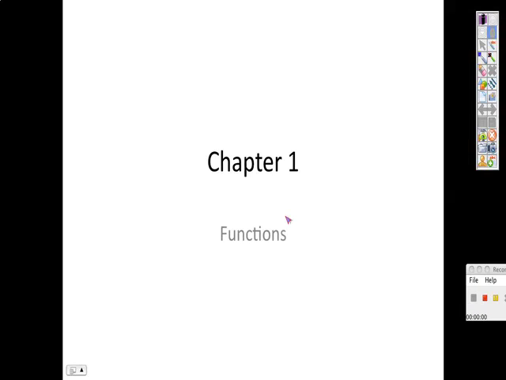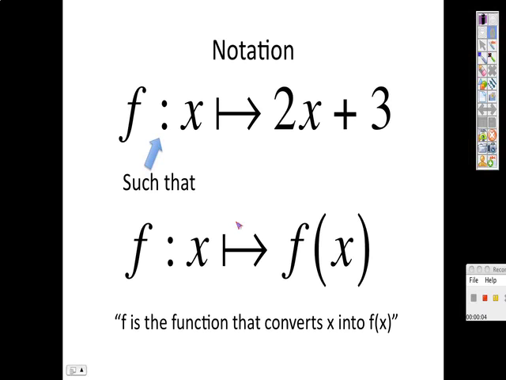Chapter 1, we look at functions. Should be mostly reviewed. There's some new notation that you might not be used to. This colon is a new function notation for us. This means that f is the function such that x is mapped to 2x plus 3.